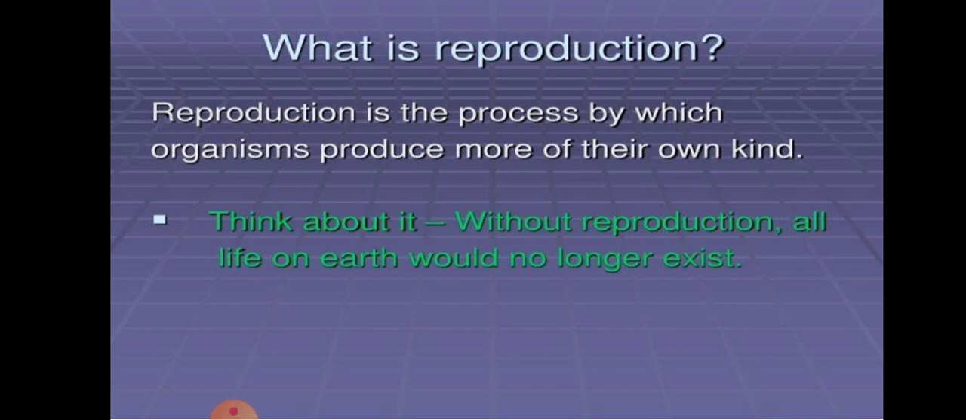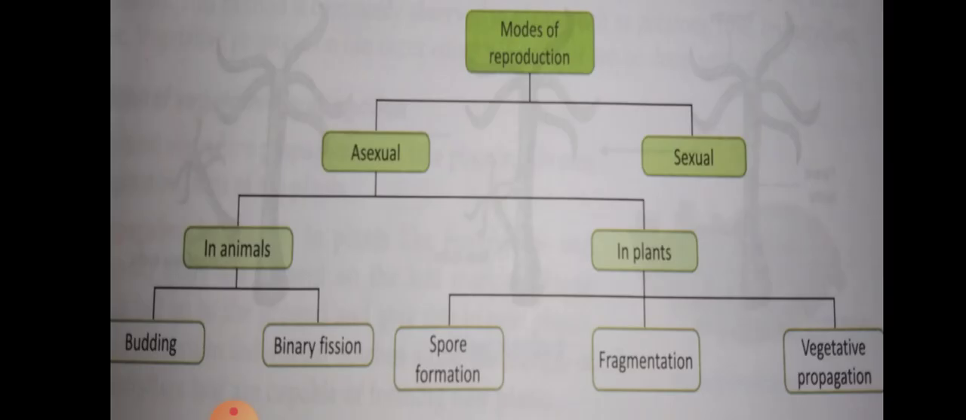We can also say that reproduction is giving birth to an offspring. These living organisms reproduce their own kind to keep life going, so it is very necessary for the continuation of species. There are different modes of reproduction. You can see here the modes, the types of reproduction.